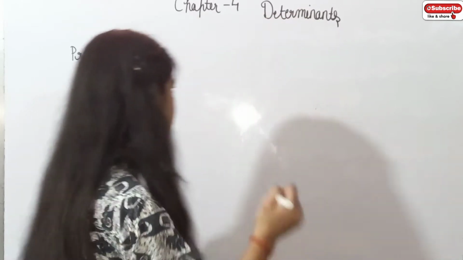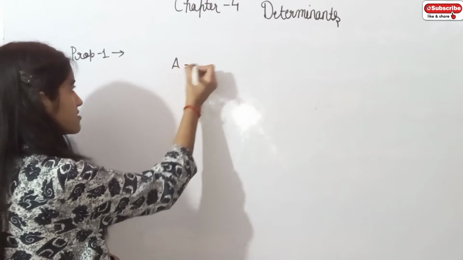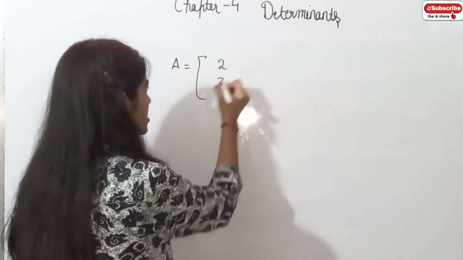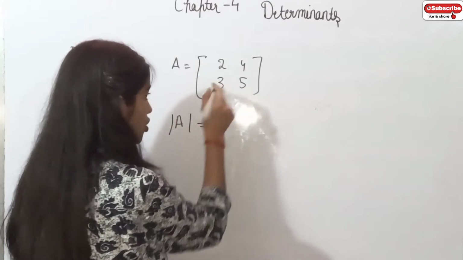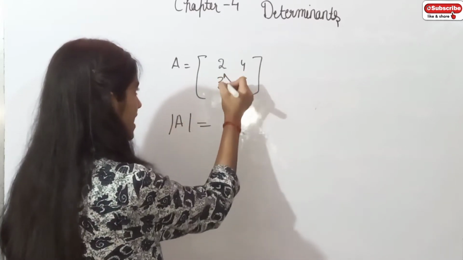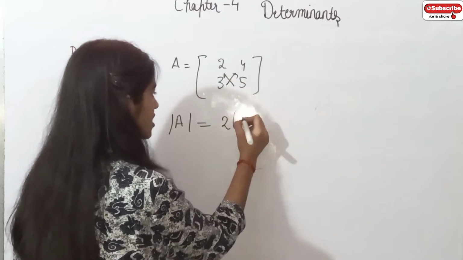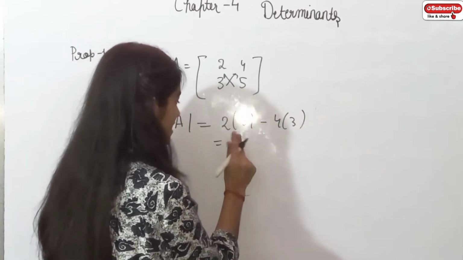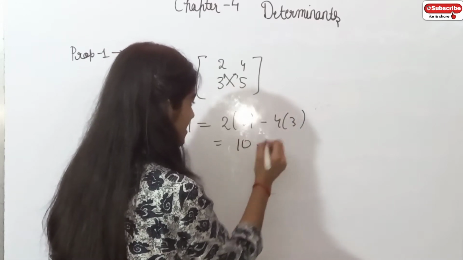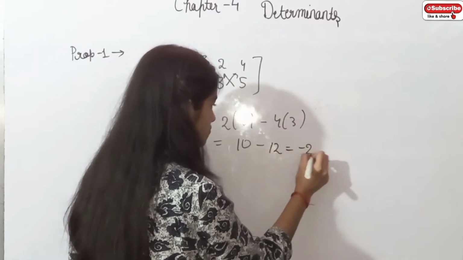Suppose take a matrix of order 2, simply 2 3 4 5, and find the determinant of this. In order to find the determinant, we cross multiply the matrix. We obtain 2 into 5 minus 4 into 3, that is 2 5s are 10 minus 4 3s are 12, we get minus 2.